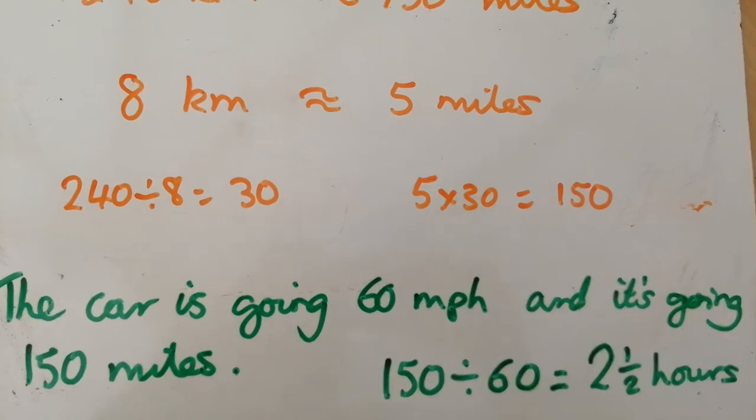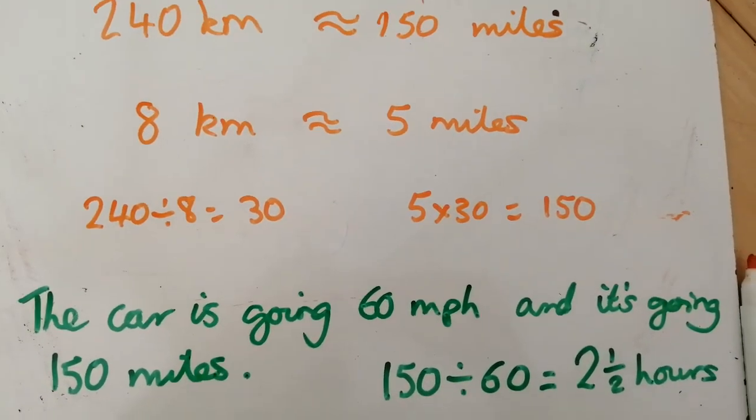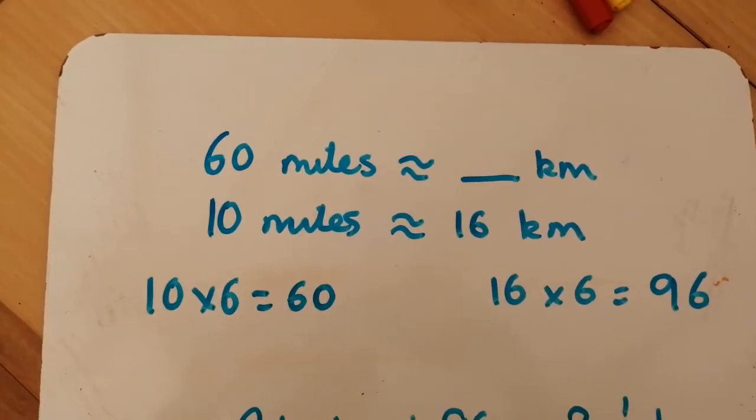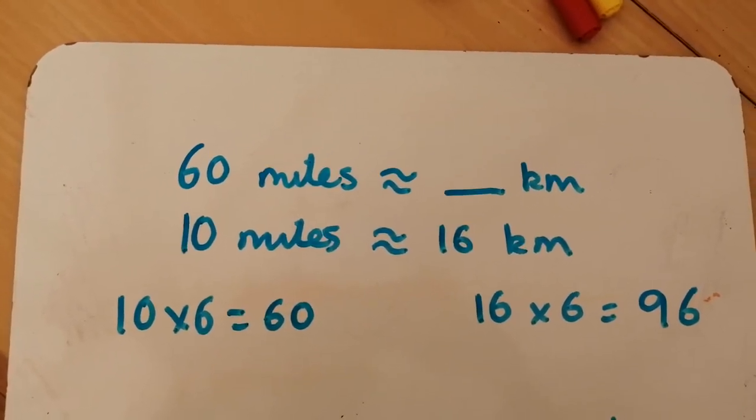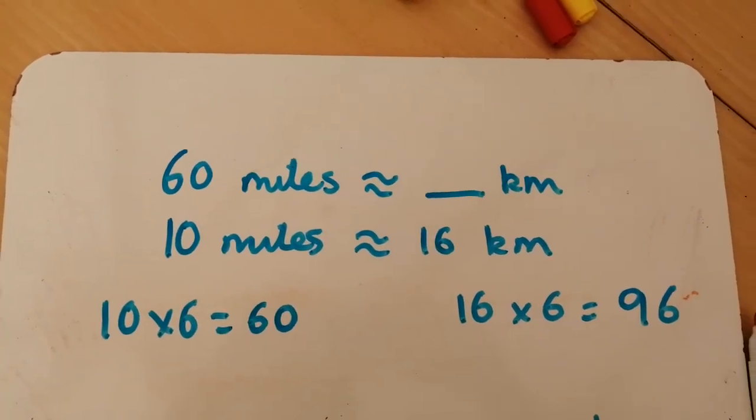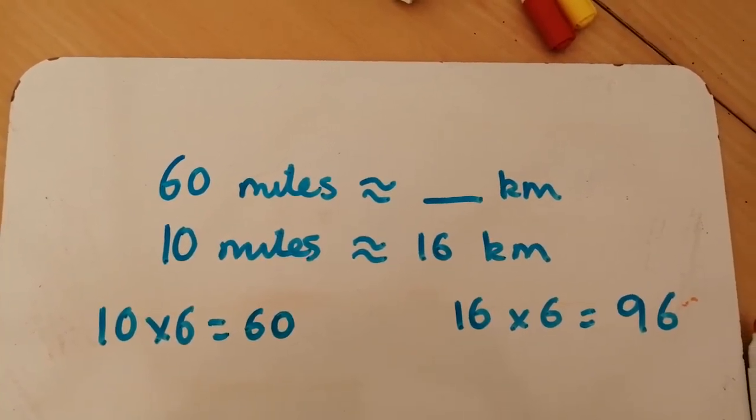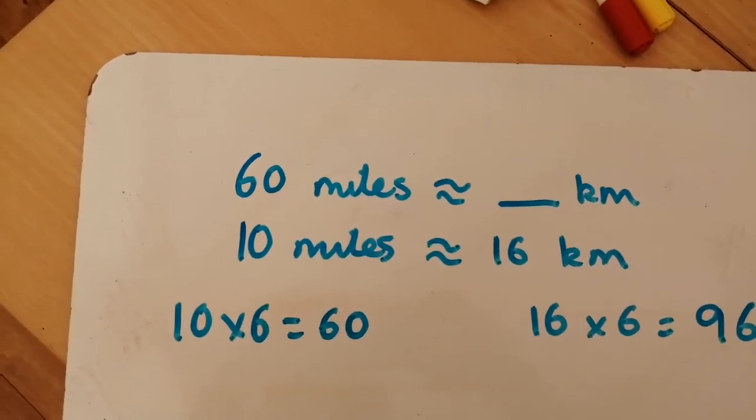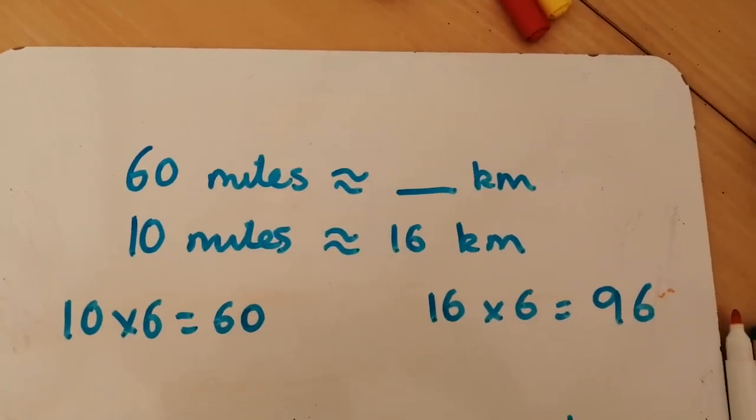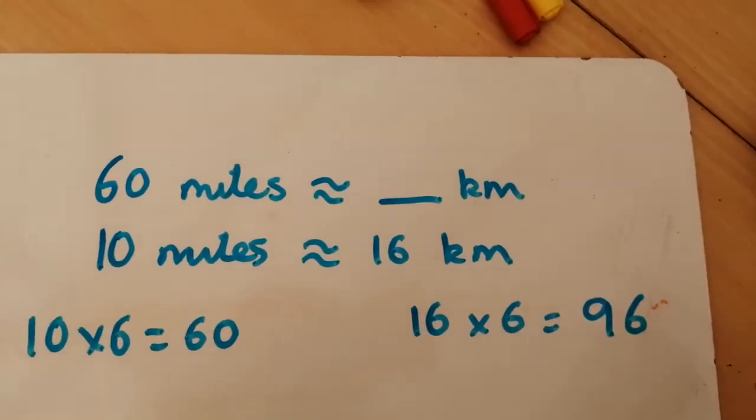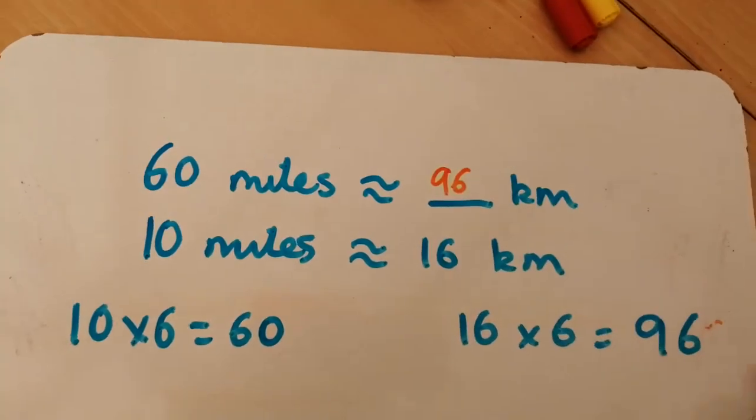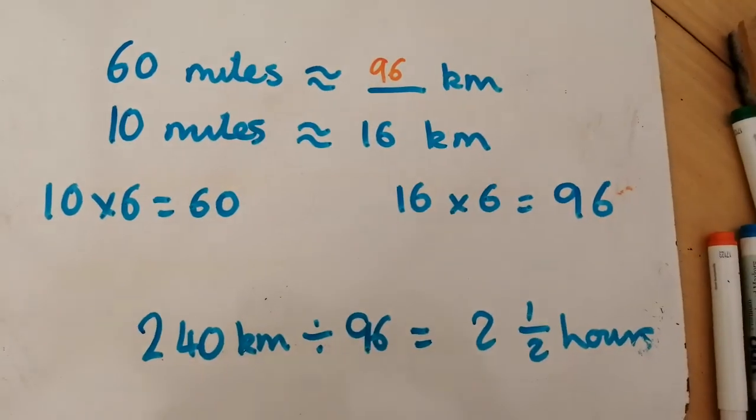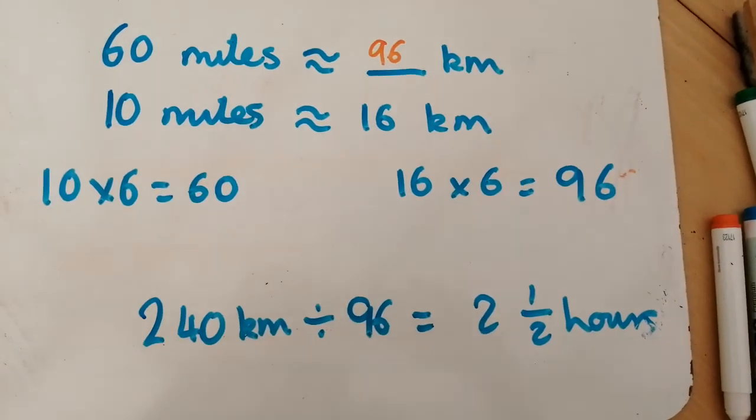That's one way of solving the problem, or you could convert everything into kilometres. I'll show you that in a moment. This is the other way. We're trying to work out how many kilometres 60 miles is. We know that 10 miles is about 16 kilometres. 10 times 6 gives us 60, so 16 times 6 will give us 96. So it would be 96 kilometres. And then if we divide our 240 kilometre distance by 96 kilometres per hour, it will also give us 2.5 hours.